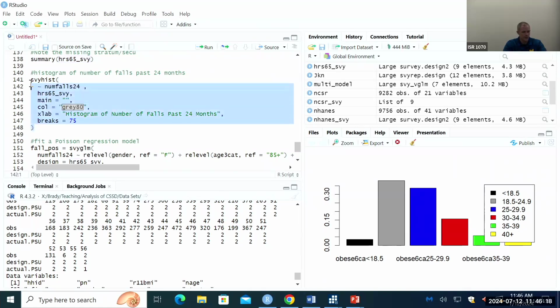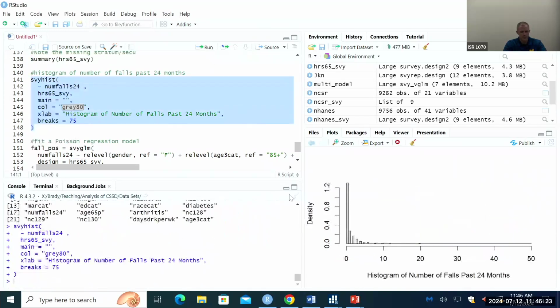We're not rounding the weights. So I'll use svyhist to create that graph. And there you see the same thing we were looking at in lecture and in Stata.